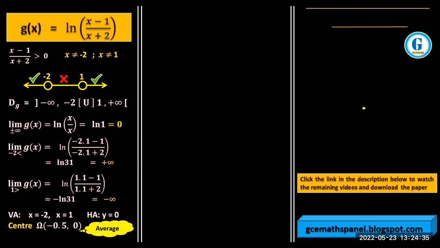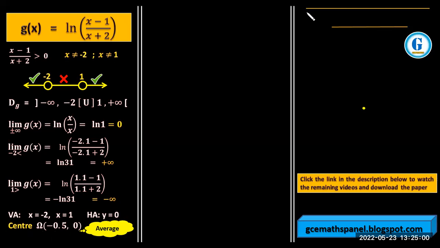So for the center of symmetry, it is the coordinates of the vertical asymptote and the horizontal asymptote in this case. But since you have two vertical, we'll take the average. So -2 plus 1 divided by 2 gives us -0.5. If we had an oblique asymptote here, we will substitute the value of the vertical asymptote in the oblique asymptote to have the y value at the center of symmetry. You can equally watch the other videos which you have made on this.